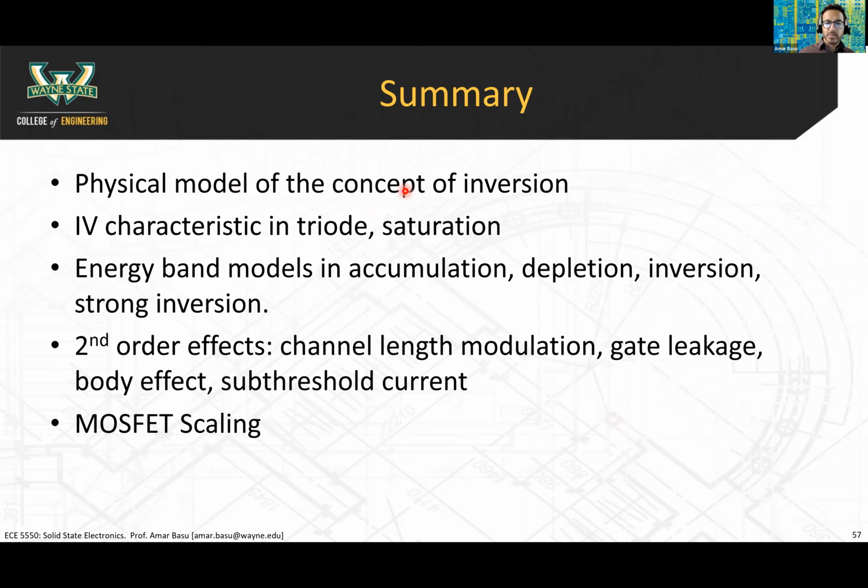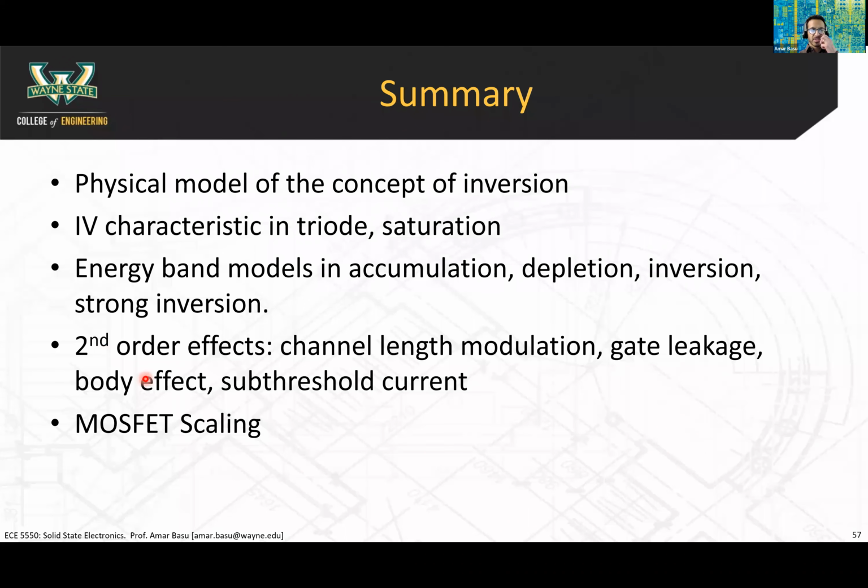We've talked about the concept of inversion. We've talked about triode and saturation and the basic equations for that. We talked about energy band models of accumulation, depletion, inversion, and strong inversion. And then today we talked about second order effects: channel length modulation, gate leakages, the body effect, and subthreshold currents.